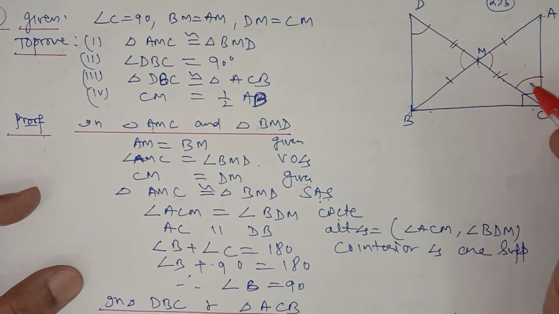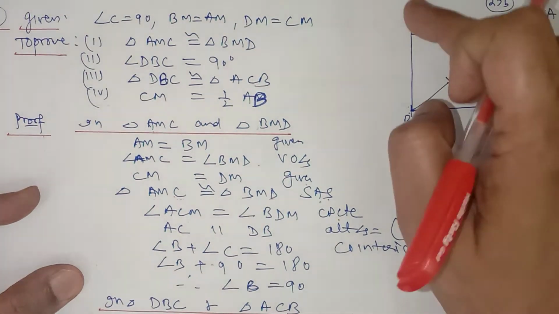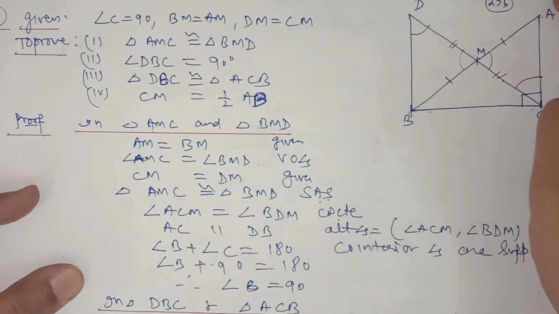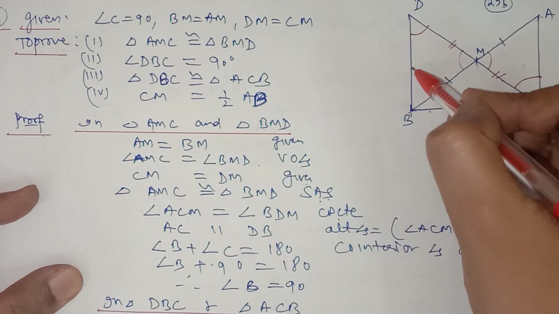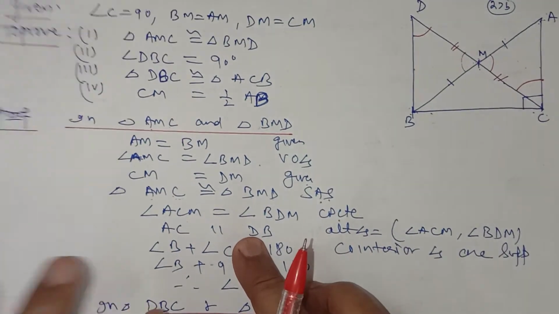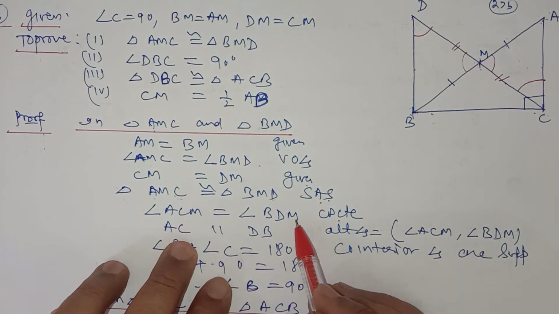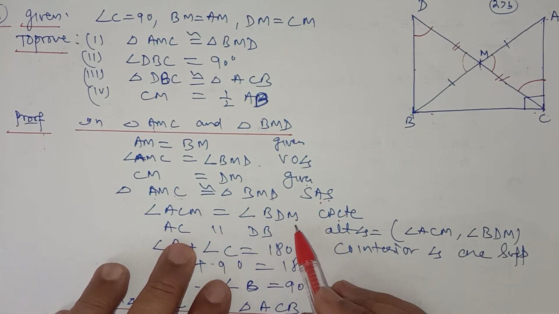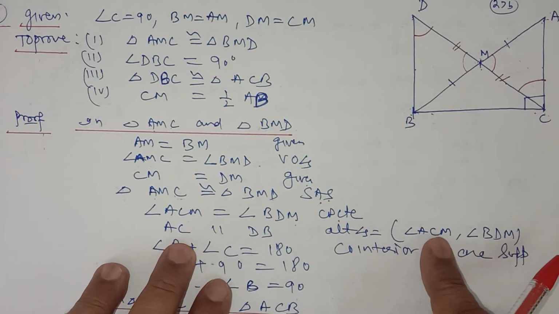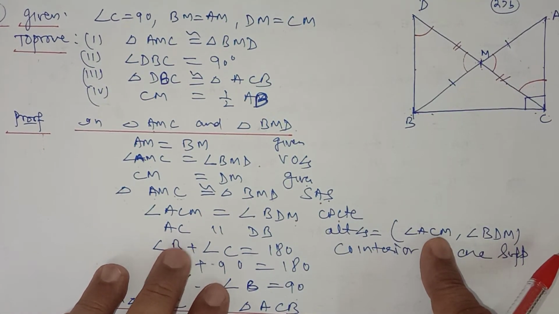Now because these are alternate interior angles for these two lines and this transversal, we can say that these two lines are parallel, that is AC is parallel to BD, because we had proved that these two angles are equal and these are alternate interior angles. When the alternate interior angles are equal, then the lines are parallel. So these two lines are parallel.